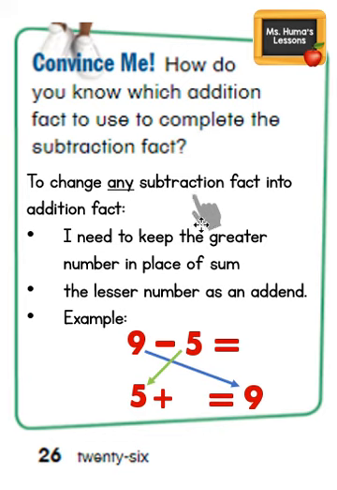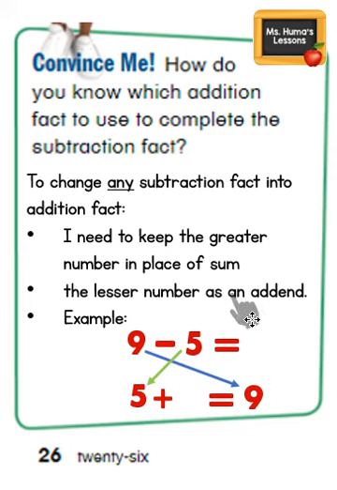So if we want to change any subtraction fact into an addition fact, the first thing I need to do is keep the greater number in place of the sum. I can see here a subtraction fact which I am going to convert into an addition fact. I'll grab this greater number and place it in the place of the sum, because I know the greater number could be the sum if I'm converting a subtraction fact into an addition fact.